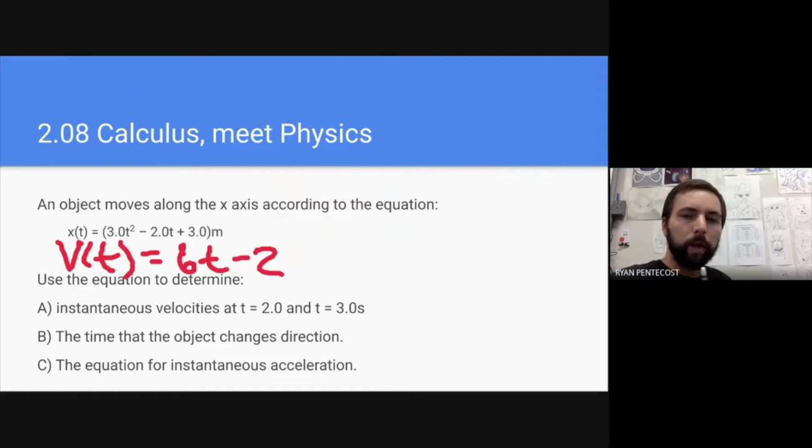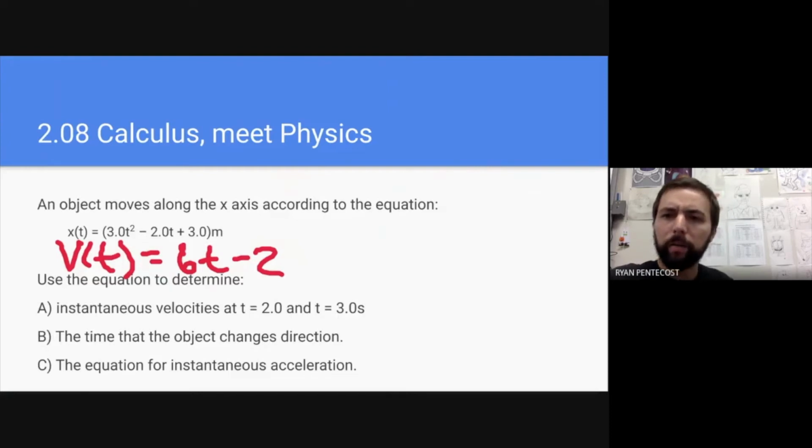Well, one way you can do that is look for where the velocity equals 0. If you start at a negative velocity, then your velocity has to hit 0 before you can turn around and change direction to go positive. Vice versa, if you're going positive and you need to change direction, you need to decrease your velocity to 0 before you can go negative velocity and go backwards, right? So to change direction, you find where the velocity equals 0.